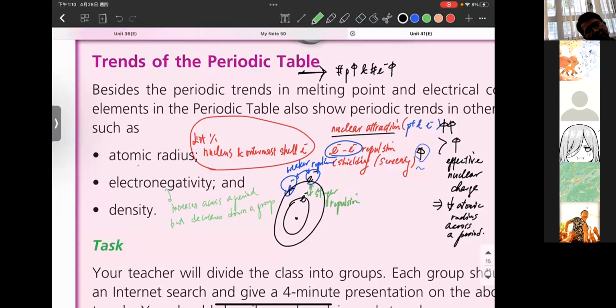But for density, the trend would agree mainly with the packing, while the packing of those particles is much related to what?